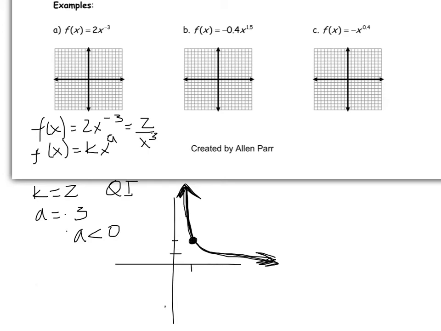Okay, so if I'm going to substitute negative x into my original function, I get out 2 over negative x to the third, because negative x times negative x times negative x is negative x to the third. It stays negative. Because when I substitute a negative x into my function and it comes out with the opposite sign of my function, this proves that this is an odd function.